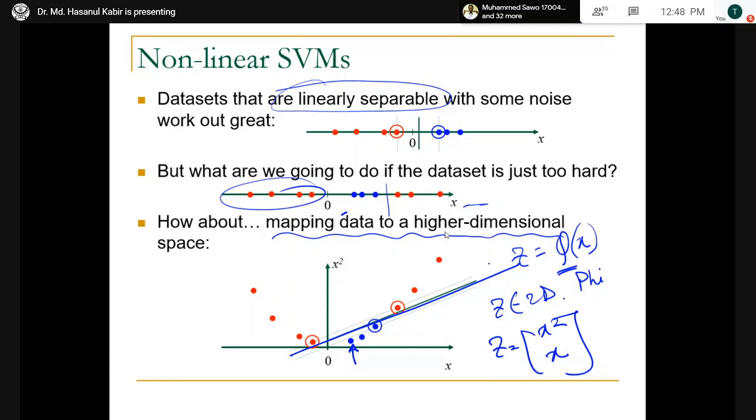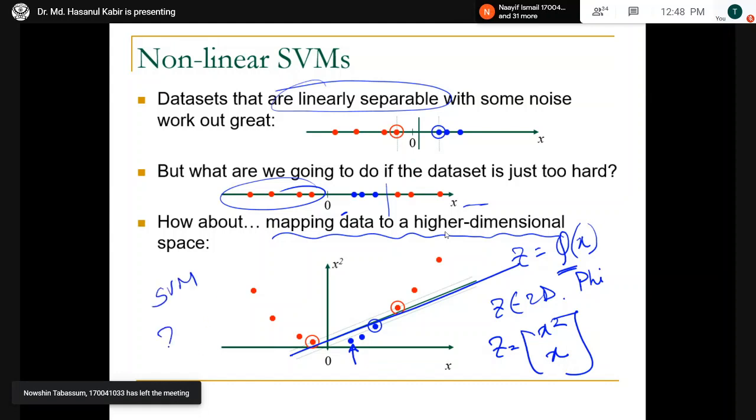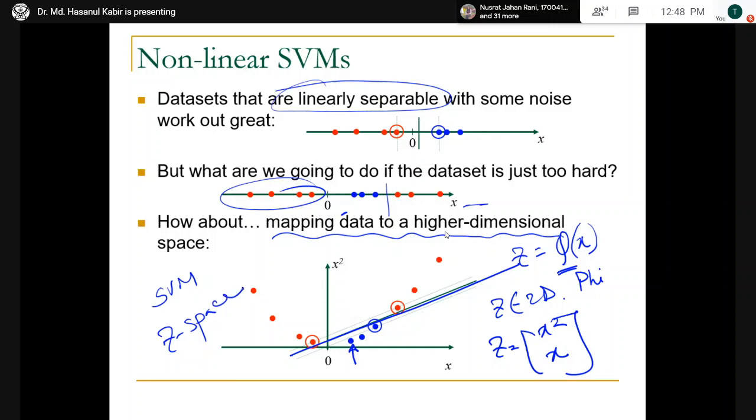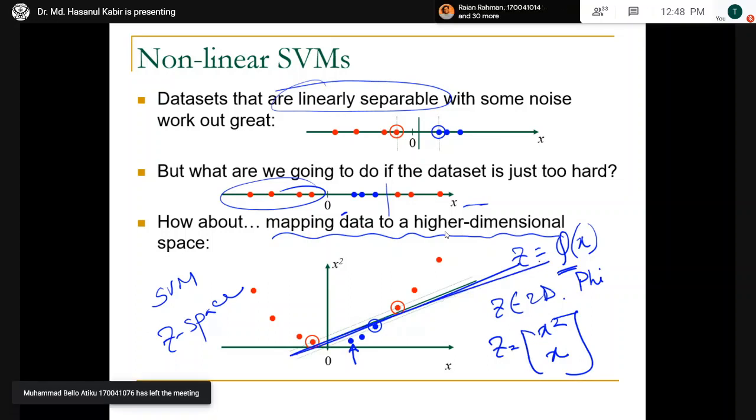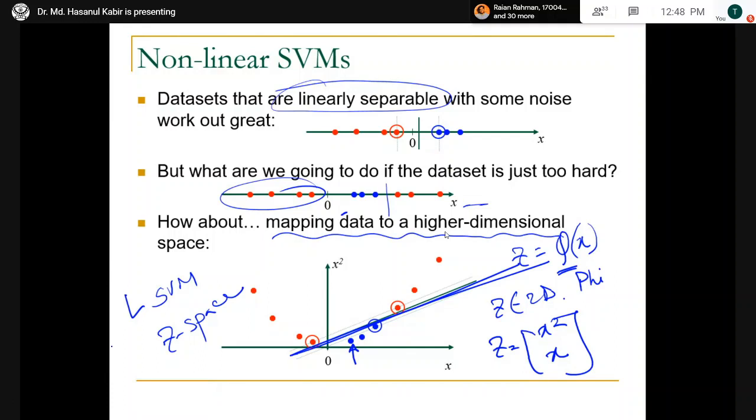Yes, sir. Okay. Now the problem is that if I do it with the support vector machine, then this support vector machine in the Z space, is it linear? Yes, it's linear. We found a linear decision boundary. Okay, it's a linear support vector machine, right? Yes or no? Yes, sir. However, if I look purely from the point of x, is it linear?